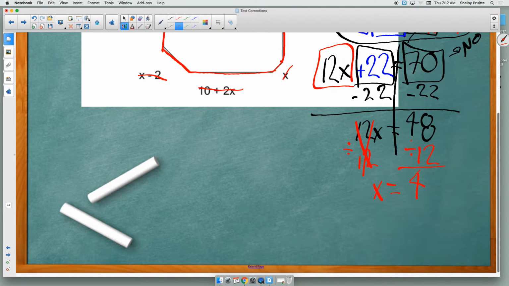If you look at number 12 on your test, number 12 just wanted you to write the equation. Number 13 wanted you to solve. So this video will count for 12 and 13.